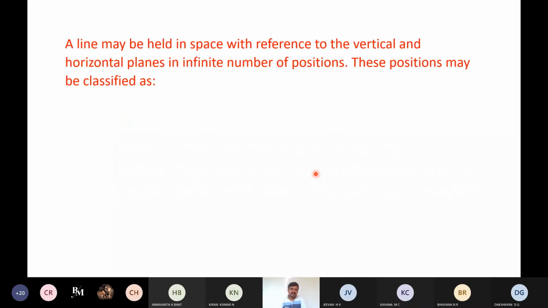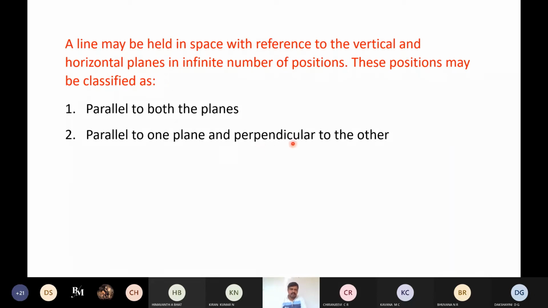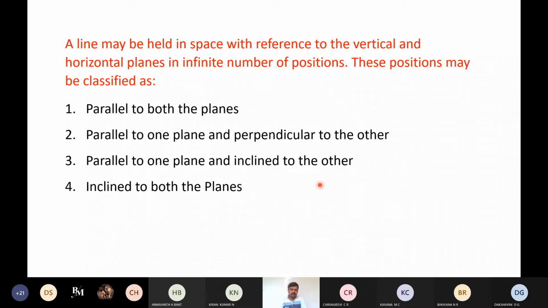Next, a line may be held in space with reference to the vertical and horizontal planes in an infinite number of positions. For our understanding, we are going to consider these positions: parallel to both the planes, here meaning the horizontal plane and the vertical plane. Next, parallel to one plane and perpendicular to the other. Parallel to one plane and inclined to the other. Then inclined to both the planes. I will explain this with the help of a video.